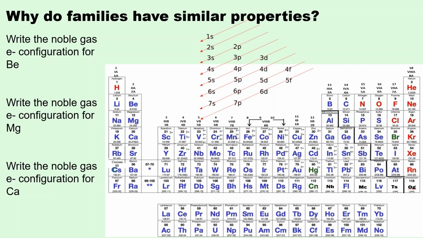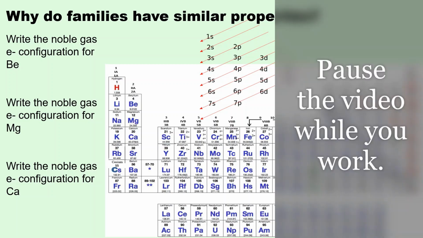Let's examine how this works. Take a moment and write the noble gas electron configurations for beryllium, magnesium, and calcium. Pause the video while you work, then restart the video when you're ready.